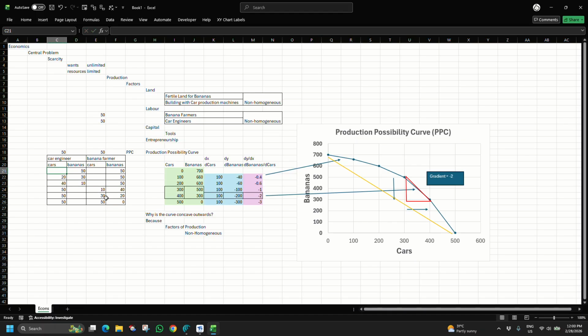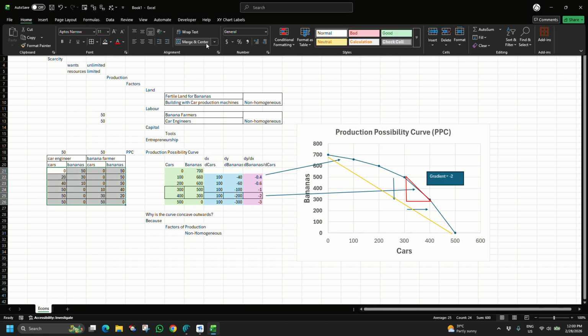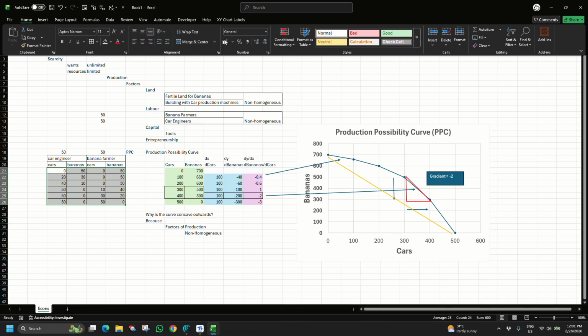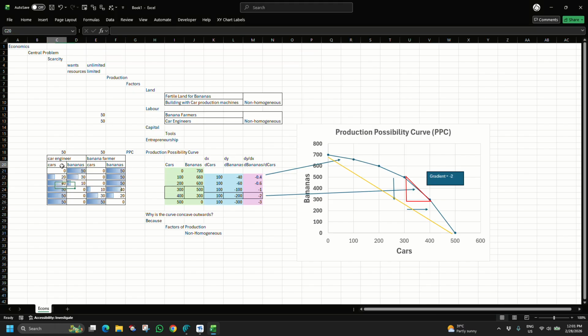So the idea is if we just fill in the bars here. So if I insert the data bars, right, you can kind of see that we are shifting people who are car engineers from making bananas over to making cars, right? Which is what's happening here.